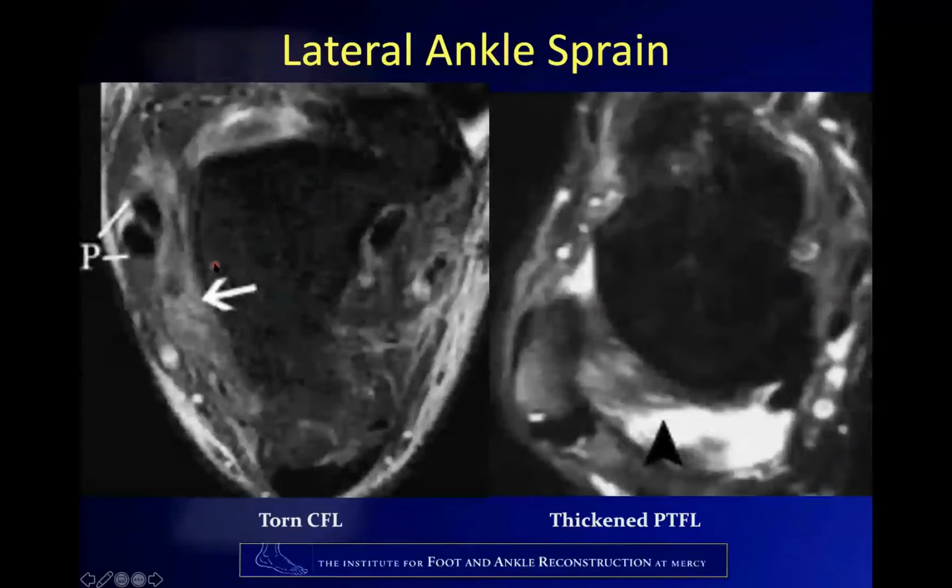Here we see another case of the torn calcaneofibular ligament here, and here are the two peroneal tendons, which should be right next to the calcaneofibular ligament. Just as the tendons go past the tip of the fibula, they're going to be in contact with the calcaneofibular ligament. Here's a thickened posterior talofibular ligament and a less well-defined anterior talofibular ligament, as you see on this MRI.